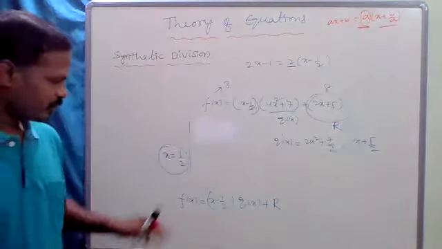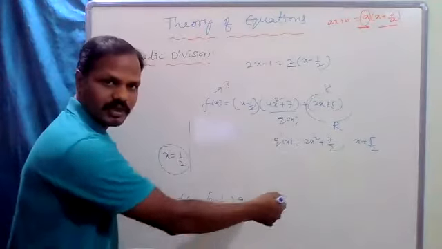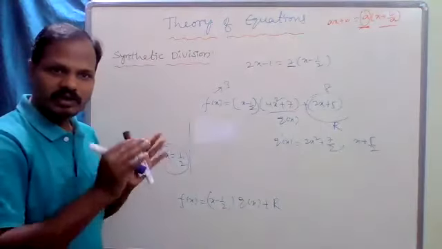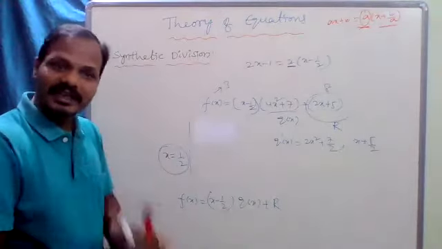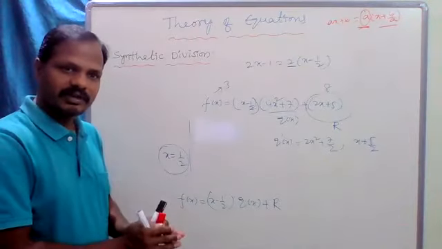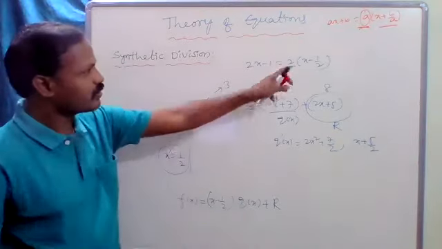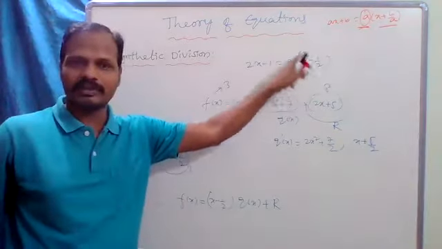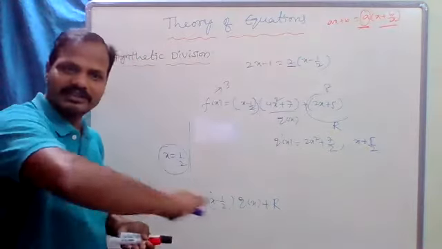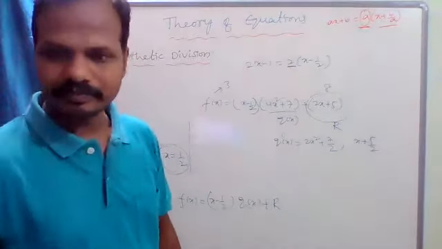The quotient formed with b0, b1, b2, up to bn minus 1 is not the real quotient. That will be the quotient while you are taking x equal to 1/2. But actually what we have to take is 2 into x minus 1/2. This 2 is there. So to get the real quotient, you have to divide that quotient by 2. Okay? Remember that point.